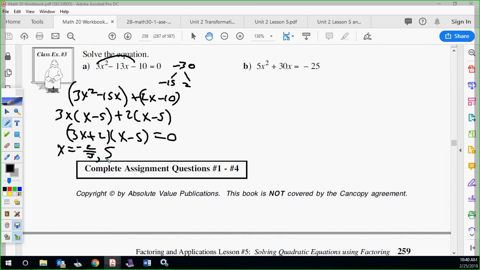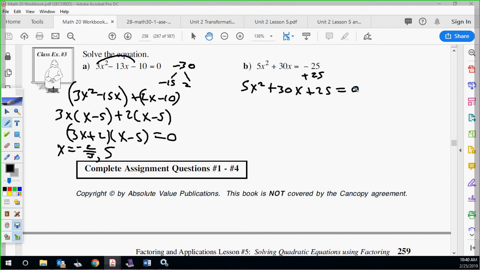So again, it says solve the equation. When it comes to quadratics or solving by factoring, we want one side to be 0. So with B, we want to add the 25 over really quick because we want this side to be 0. So we go 5x squared plus 30x plus 25 equals 0. And now we're ready to use our methods.